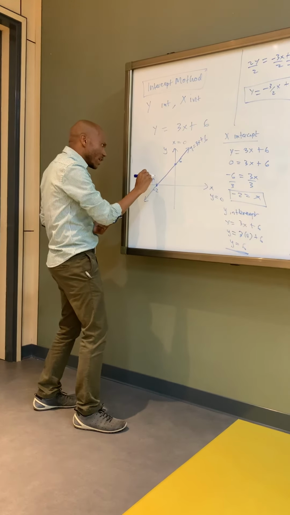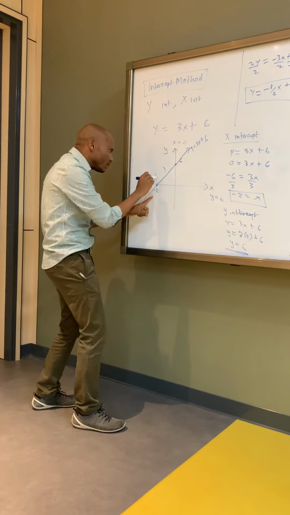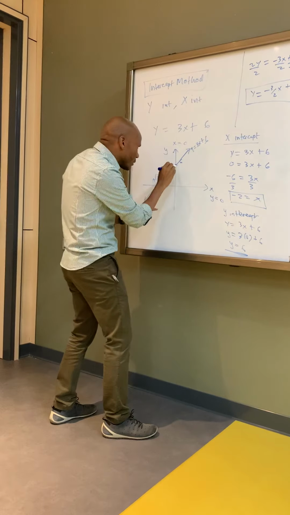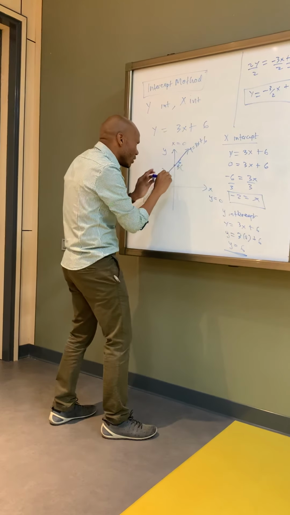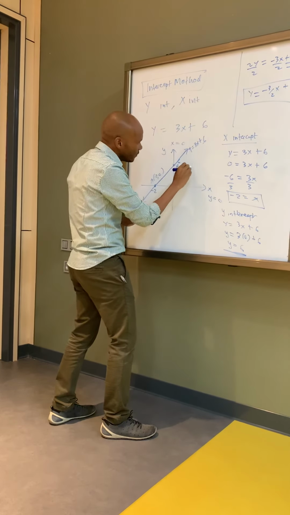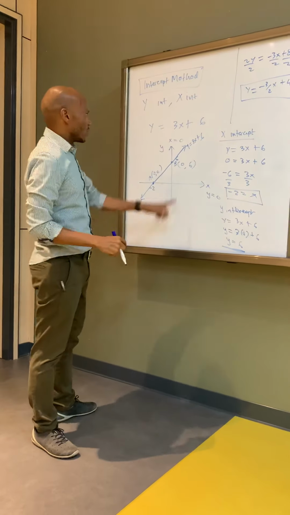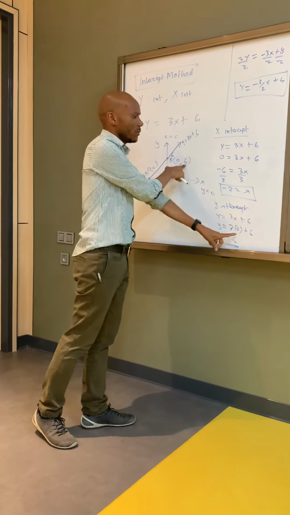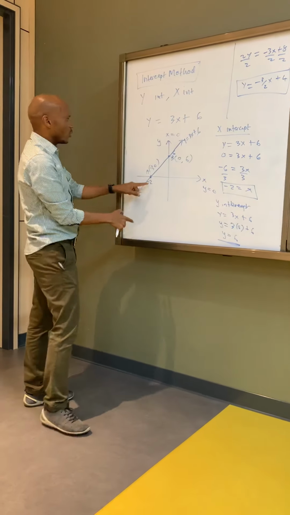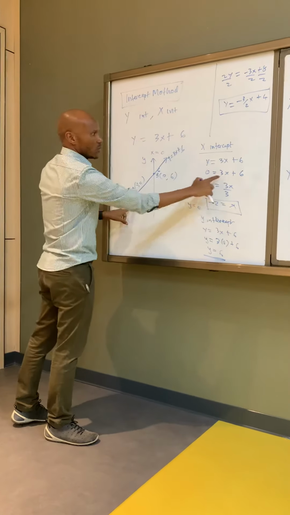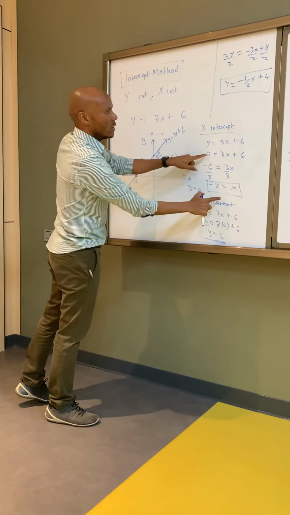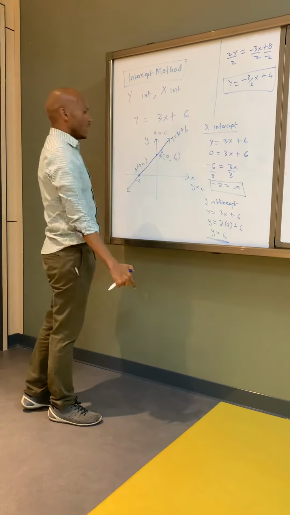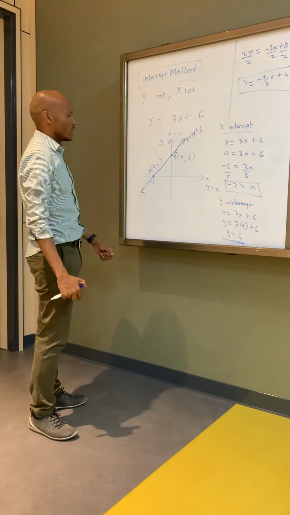Let's say that point is A. The coordinate of that point, -2, 0. What about the coordinates of that point there? Let's call it B. That would be 0 and 6. Because at this point you substituted x for 0 to get your 6. And at this point you substituted y for 0. So the point is -2 and 0. The point is 0 and 6. Okay.